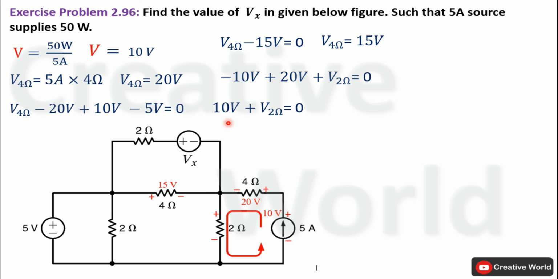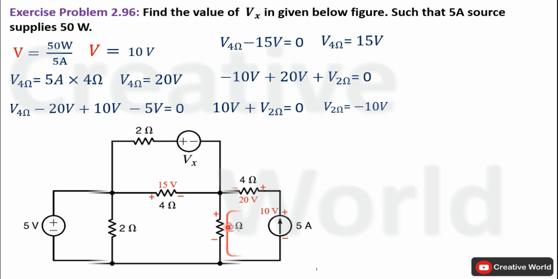And place this 10 volt on the other hand side of equal to calculate voltage across this 2 ohm resistance, that is minus 10 volt. Here minus sign is indicating that we have assumed wrong polarity notation across this 2 ohm resistance. Actual polarity of voltage across this 2 ohm resistance is opposite to the assumed polarity. So modify the network by indicating right polarity with voltage across this 2 ohm resistance.